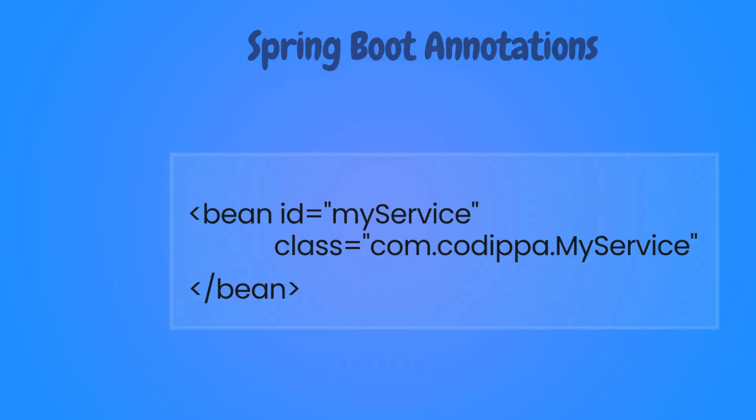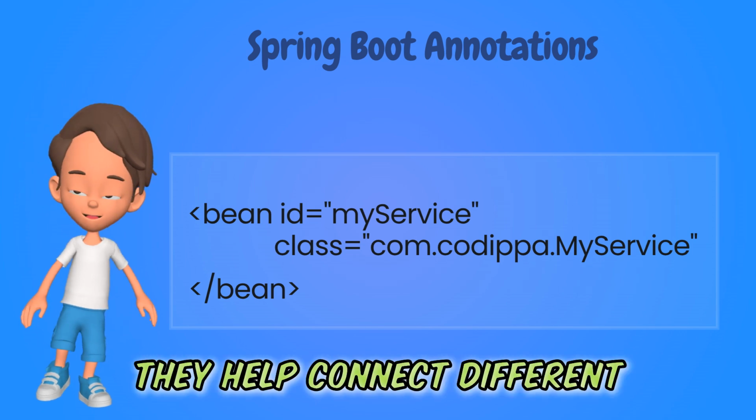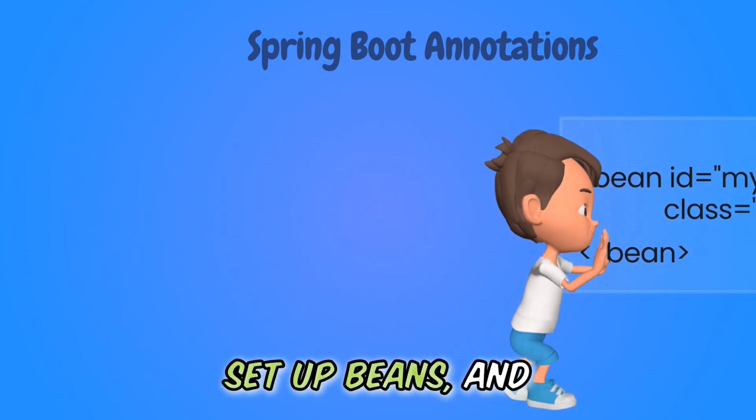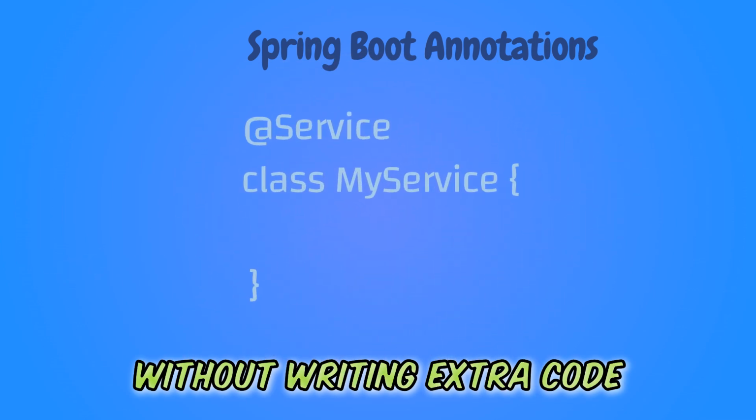Annotations in Spring Boot work like labels that tell Spring what to do. They help connect different parts of your app, set up beans, and create REST APIs, all without writing extra code.